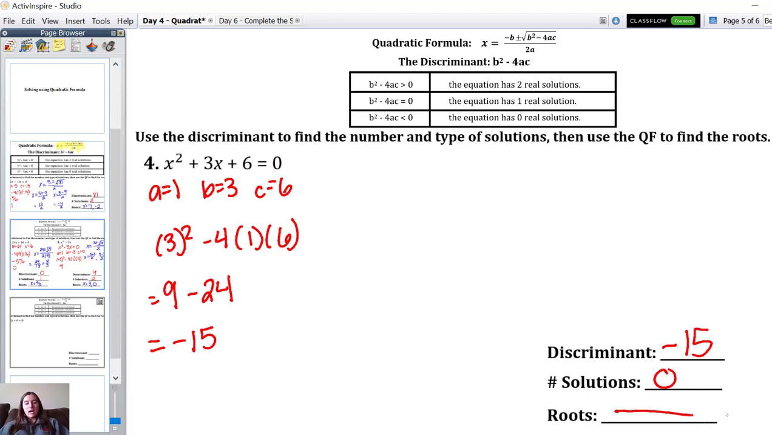So I'm just going to put a line through the roots because, like I said, there are no solutions to this. It's never going to cross the x-axis. So we're not going to have any roots because that's the point of a root, is to figure out where we're crossing the x-axis. So you can put a slash through it. You could write NS for no solution. But the point here is that if we have 0 solutions, we shouldn't have any roots. Those two things go together perfectly.